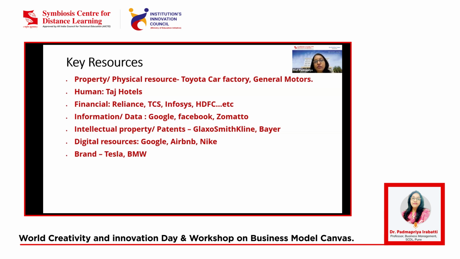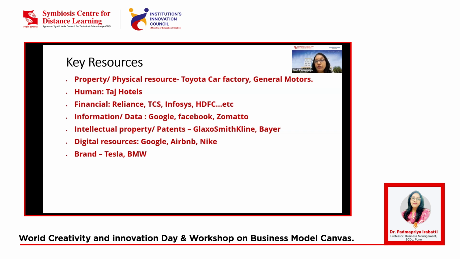These key resources could be property and physical resources, like Toyota has its own car factory, General Motors has its own car factory, and many other organizations have their own plants and offices. Then human resource. We always share the example of Taj Hotels for their best human resource. The case study became very popular during the terrorist attack, when employees took care of the safety of all the guests and made their security a priority. So this is human resource.